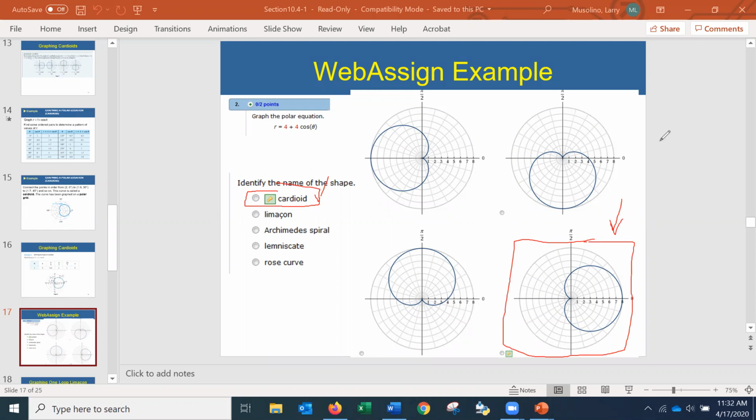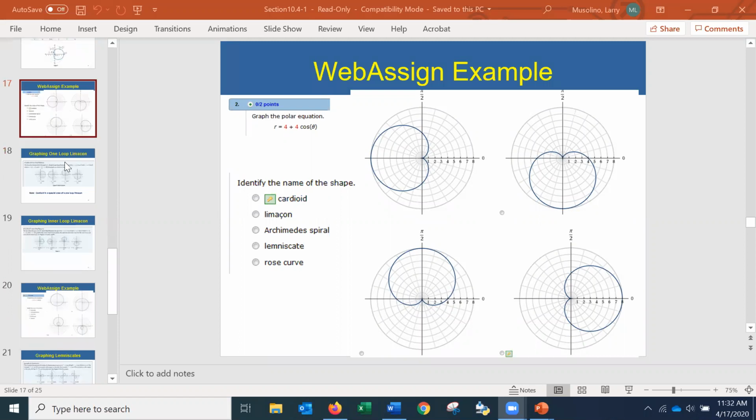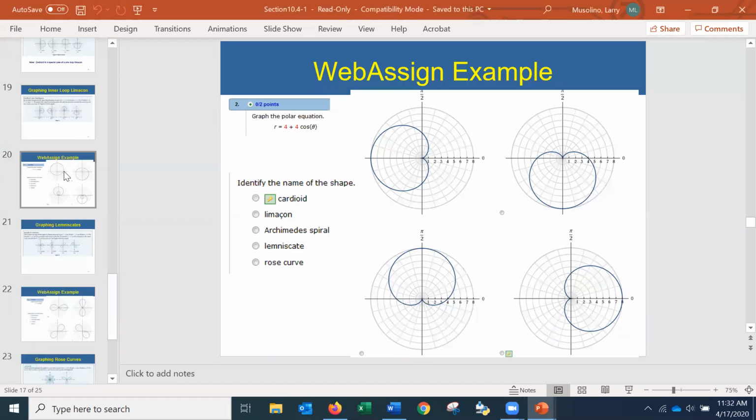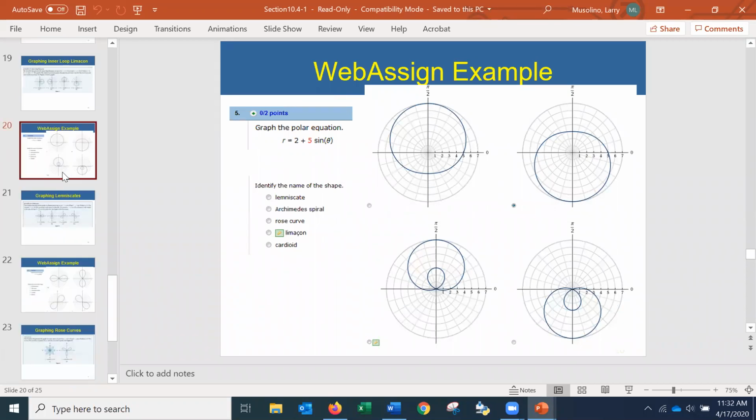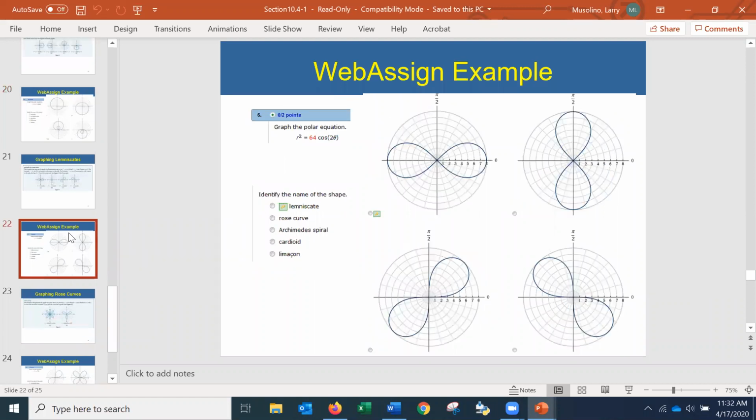All right, folks, let's do some examples that we haven't done yet. Let me jump to some examples. I think we did this one last time. Let's come over to this one. I don't think we've done this one yet.